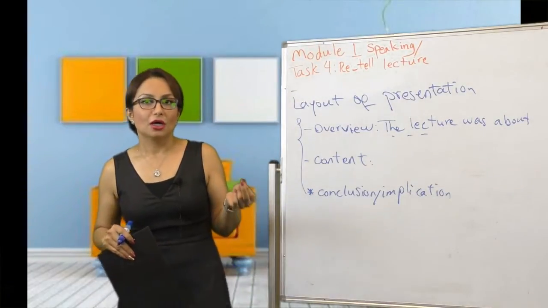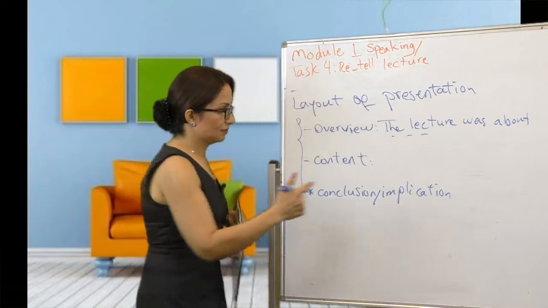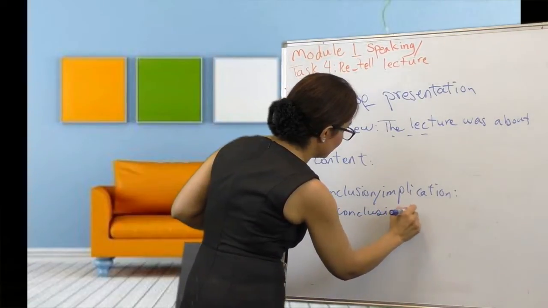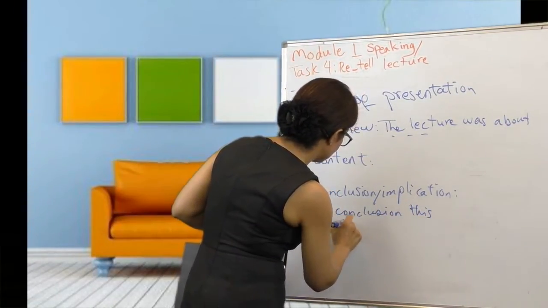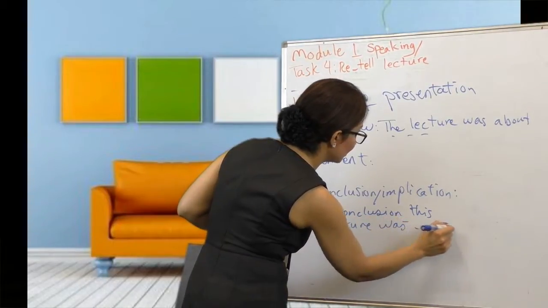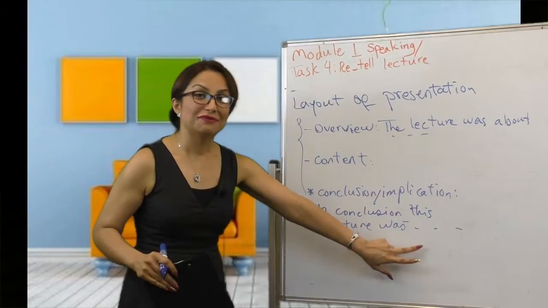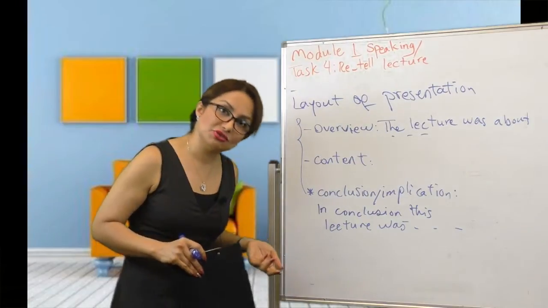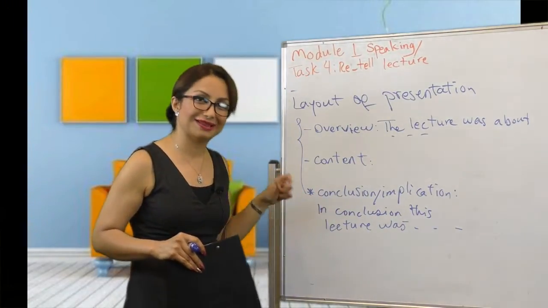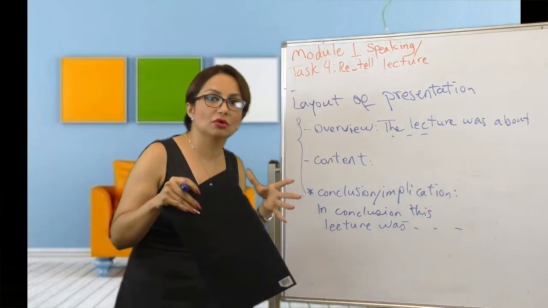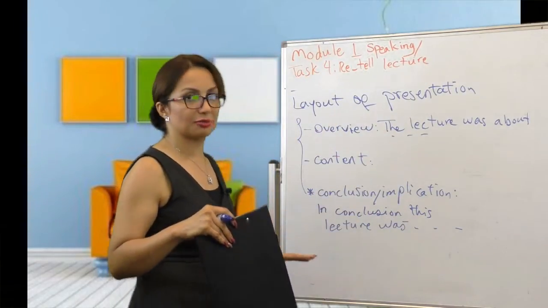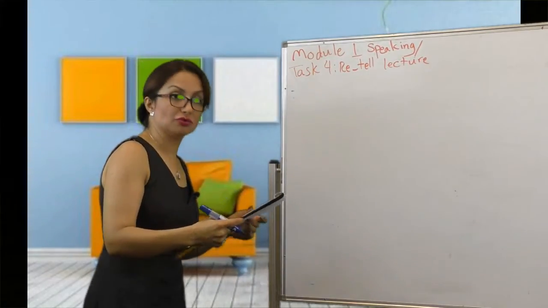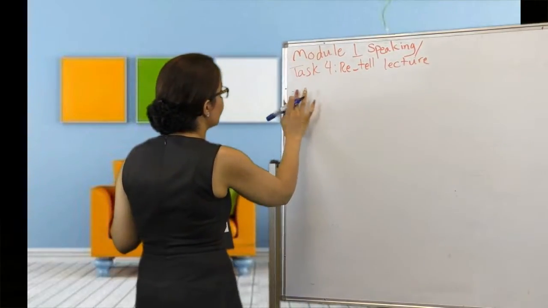Like, for example, in conclusion, this lecture was, and then what do we need here? We need an adjective. Maybe, for example, was very informative, or this lecture was very interesting. Something short, a sentence short like this, that can kind of summarize the whole point, or just with an adjective to describe the lecture.